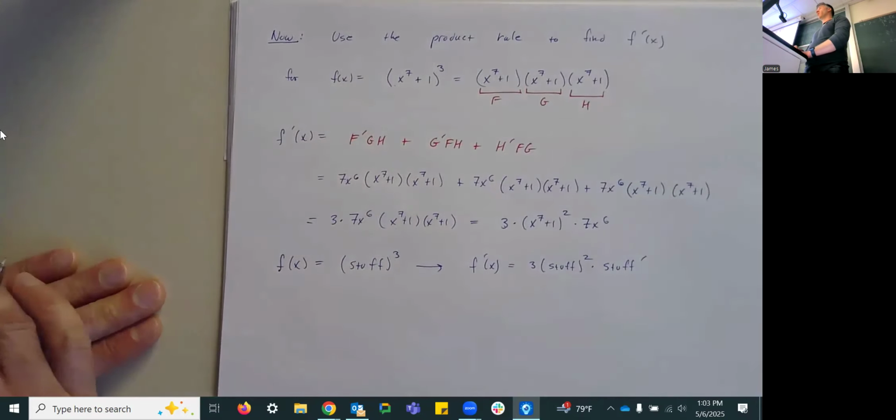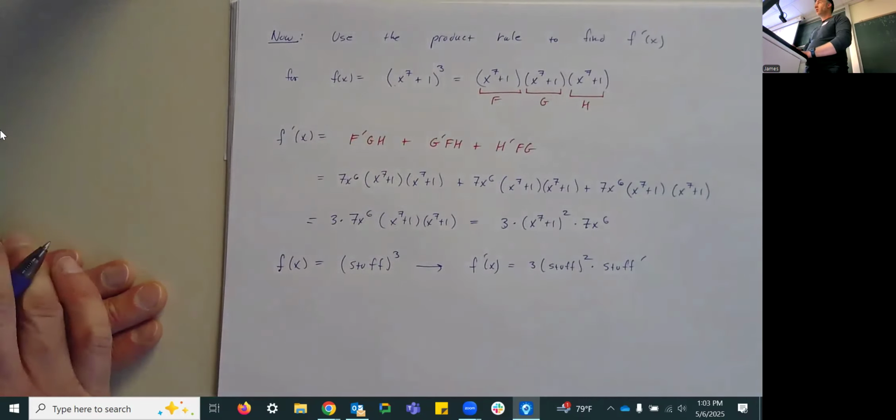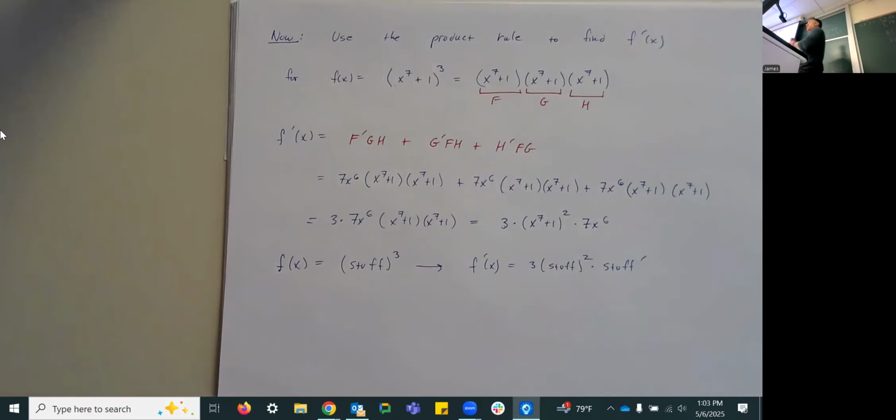This is an example of the chain rule. If you have a function of a function, we can find the derivative by differentiating the outer function, leaving the inside stuff alone, and then after we've done that step, multiplying by the derivative of whatever the inside stuff was. There's lots of other ways of saying what the chain rule is, but that's really at the very basic level what it's all about.